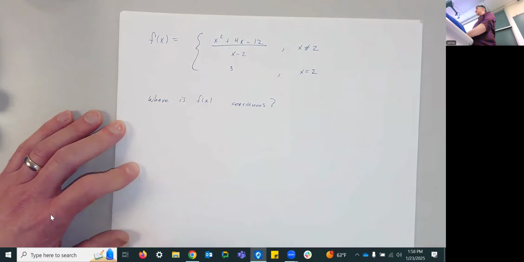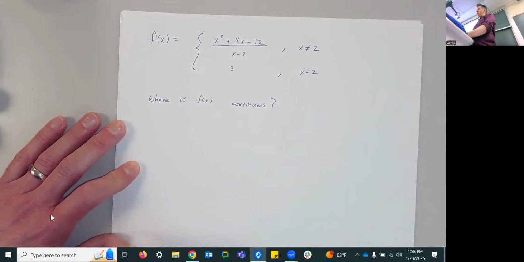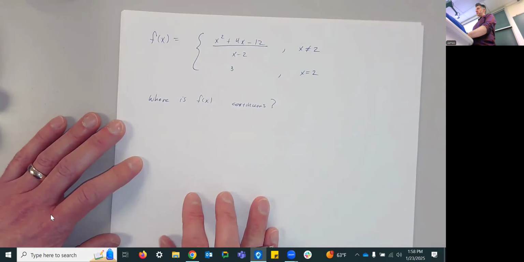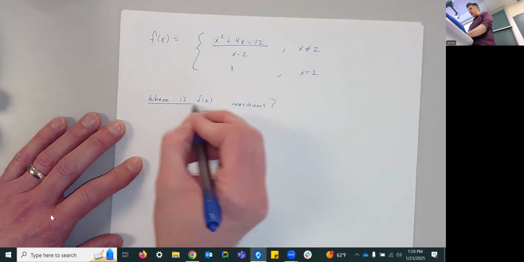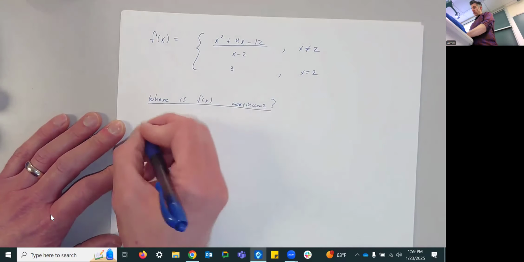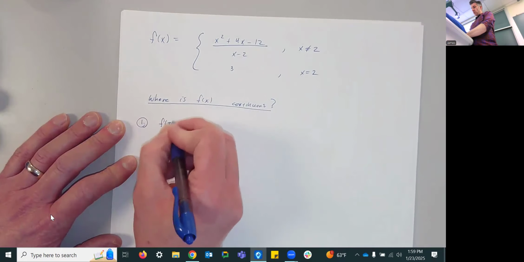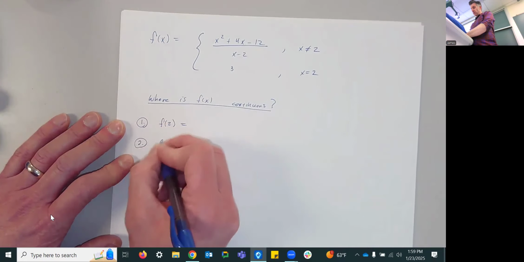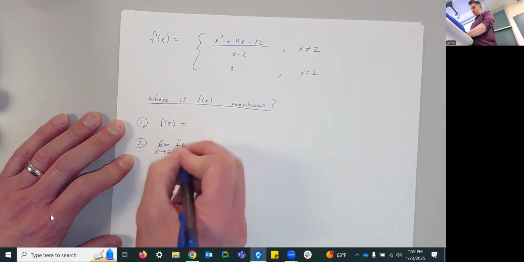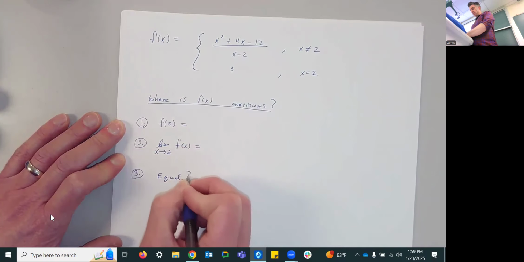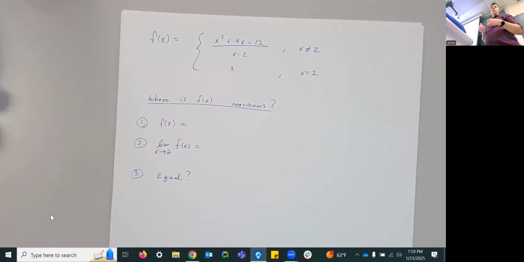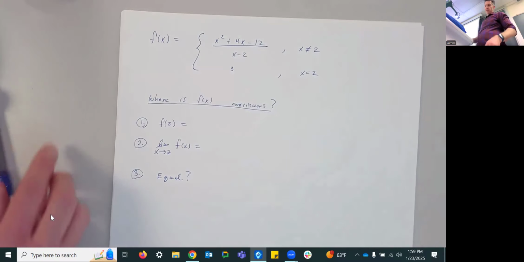But the real question you're answering is, is f of x continuous where? What's the only point of concern? 2. Right? That's the only place where you're actually worried it's not continuous. So your job is to figure out, is f of x continuous at 2? So check the 3 things. Find f of 2, find the limit, and then ask yourself, are they equal? Now is your moment. Get to work. I'll give you a couple minutes to work on that.